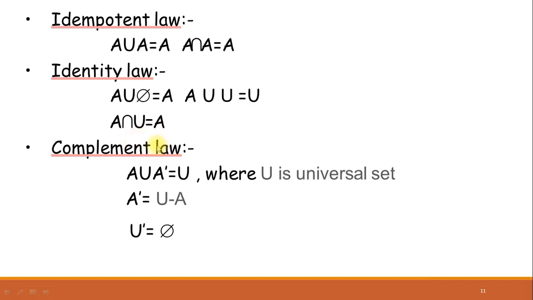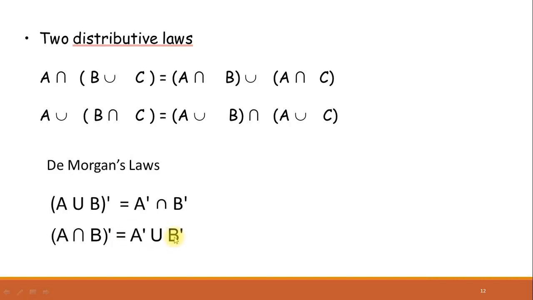Now, complement law. In the complement law, A union A complement is equal to U, where U is the universal set, where A complement can be written as universal set minus A, and the complement of universal set can be written as universal set minus universal set. So in the result we get empty set.